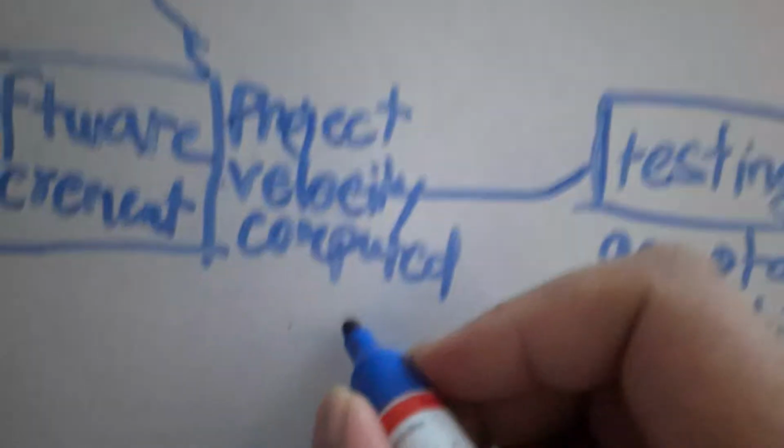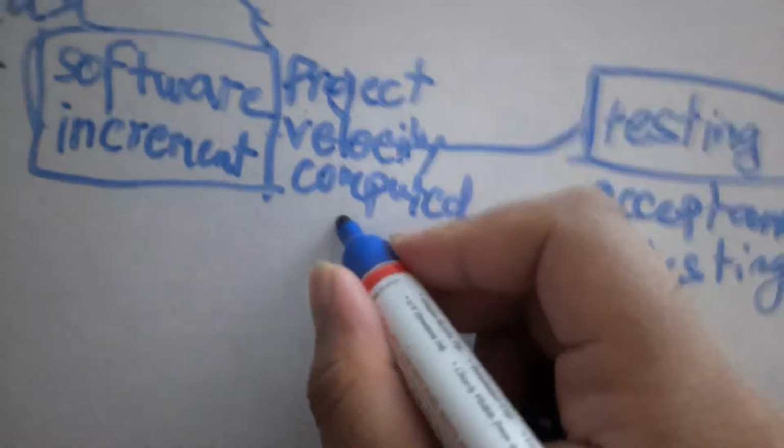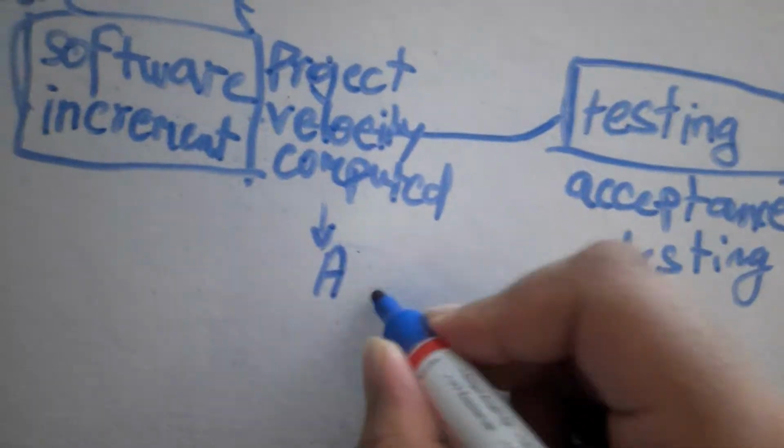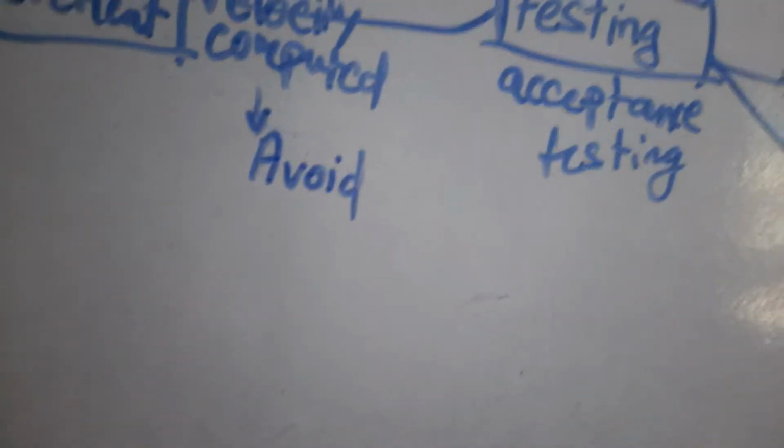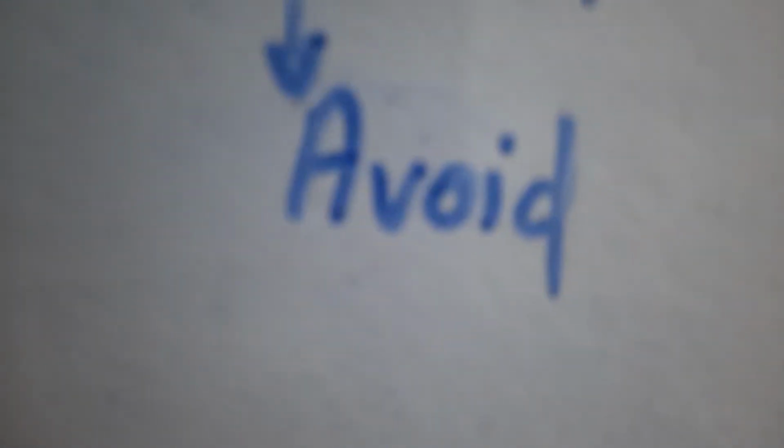So, project velocity computation. For that, what we do is avoid... Wait a second. I should turn on the fan, but okay. The fan is blocked. Humidity would make it crazy if I can't turn on the fan. Yeah, somehow managed it.